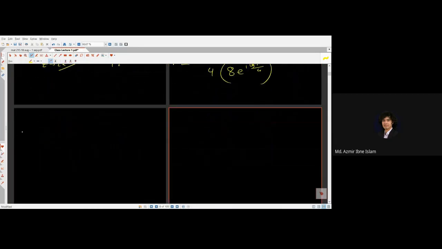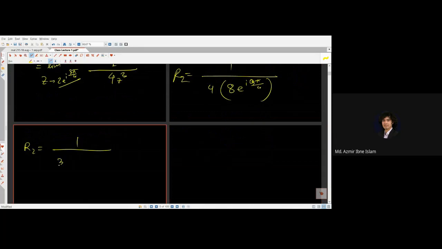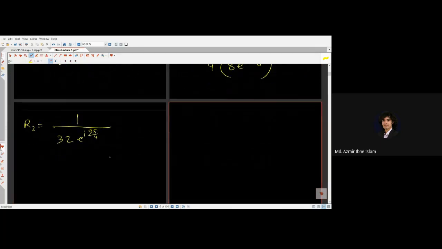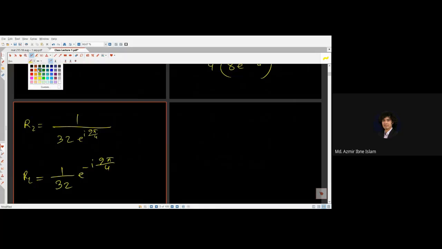So finally, R2 is 1 over 32 e to the power I 9 pi by 4. Or we can write in this way, 1 over 32 e to the power negative I 9 pi by 4. This is finally R2. Okay, step 1 and step 2 is done. Let's move to step 3.